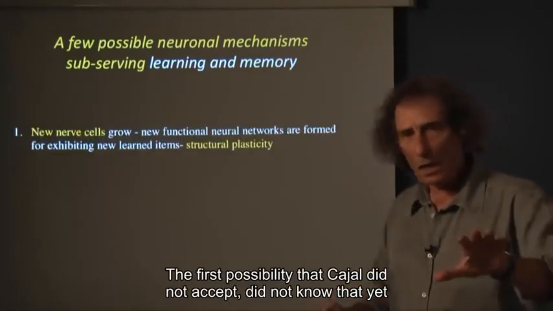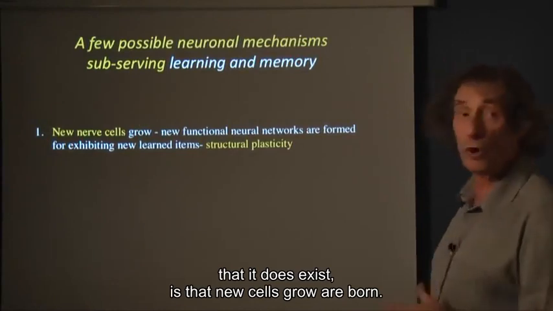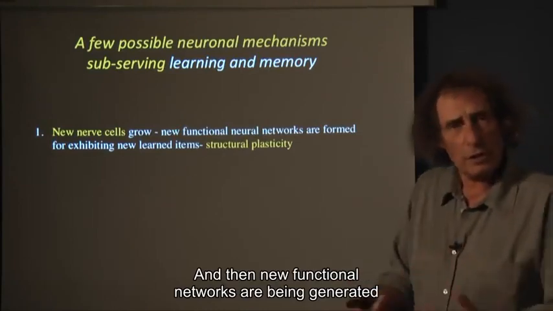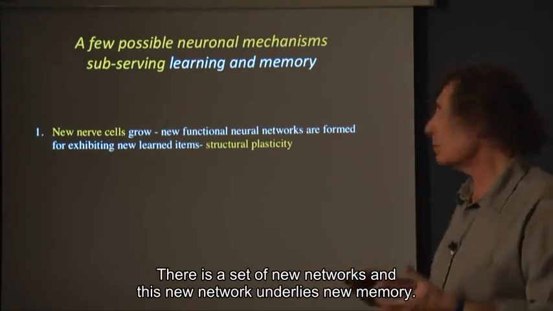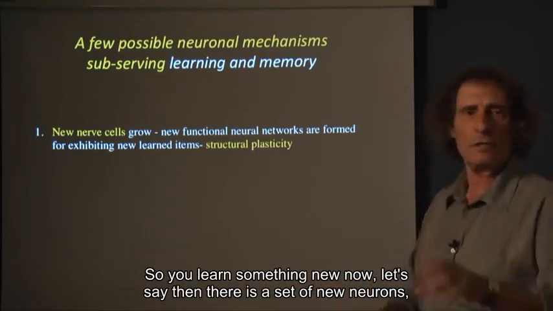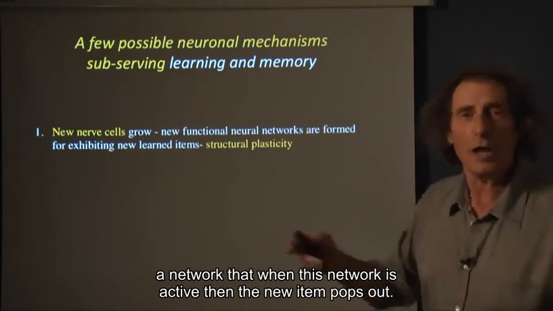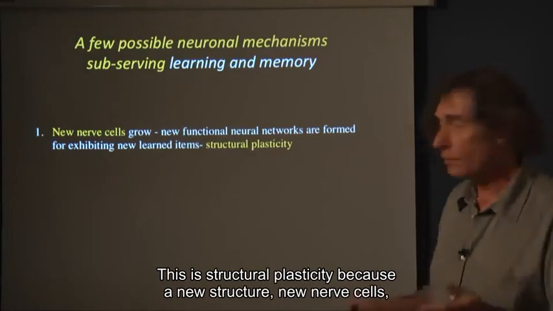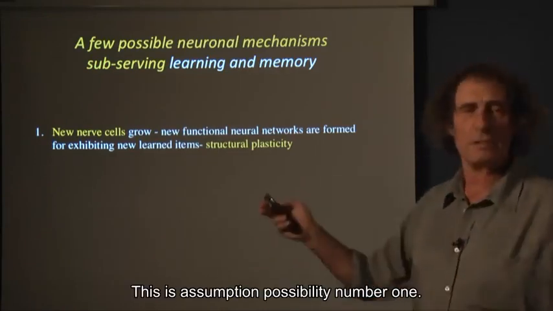The first possibility, that Cajal did not accept, did not know yet that it does exist, is that new cells grow, are born, and then new functional networks are being generated because there is a set of new cells, a set of new network, and this new network underlies new memory. So you learn something new now, let's say, then there is a set of new neurons, a group of neurons, a network that when this network is active, then the new item pops out. This is structural plasticity because there is a new structure, new nerve cells, new networks being born under this assumption. This is possibility number one.